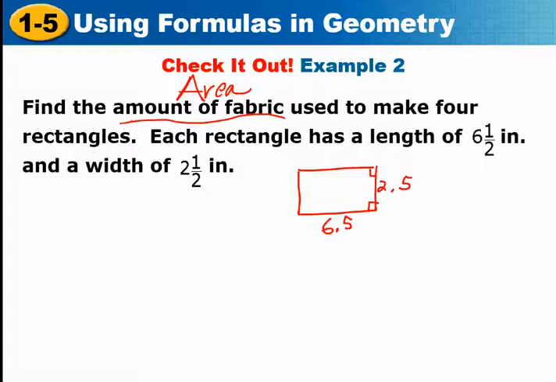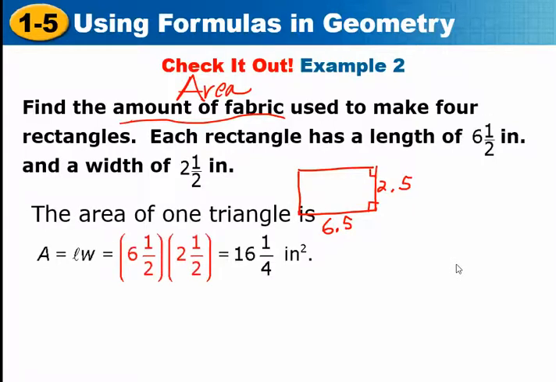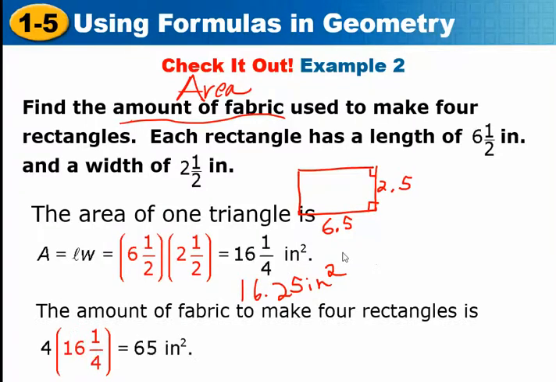So we need to find the area of one of those rectangles by multiplying length times width, and that ends up being 16 1/4, or if you had changed it to a decimal like I did, you might have got 16.25. And since our units are in inches, it would be inches squared. And there's 4 of them, so then you would multiply that answer by 4 to get 65 inches squared.